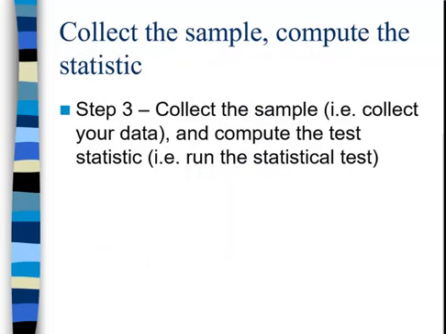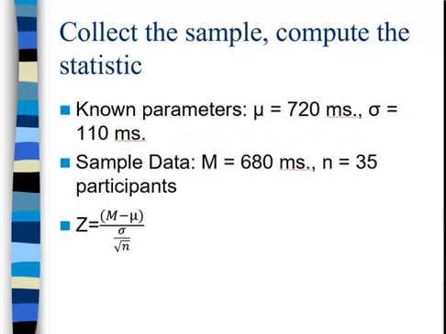Okay, now we need to collect our sample, right? We need step 3, we need to compute our statistic. And here's all the notable data, right? So this is everything that we need. We've got our population parameters. We've got our sample data. So we're going to start with that sample mean of 680, subtract that from our population mean of 720. And whatever that difference is, we're going to divide that by our standard deviation, which is 110, divided by the square root of our sample size, which is 35.